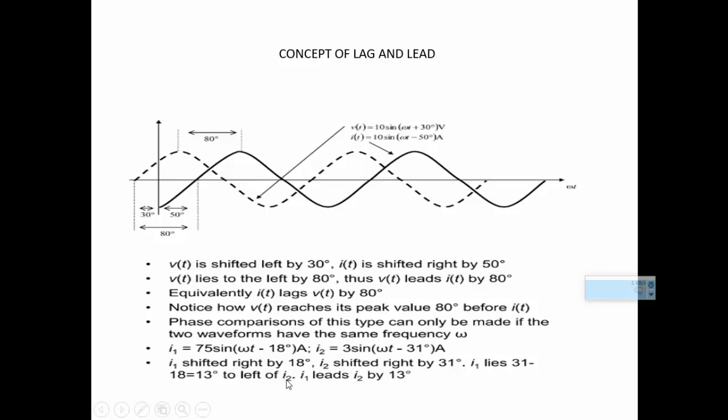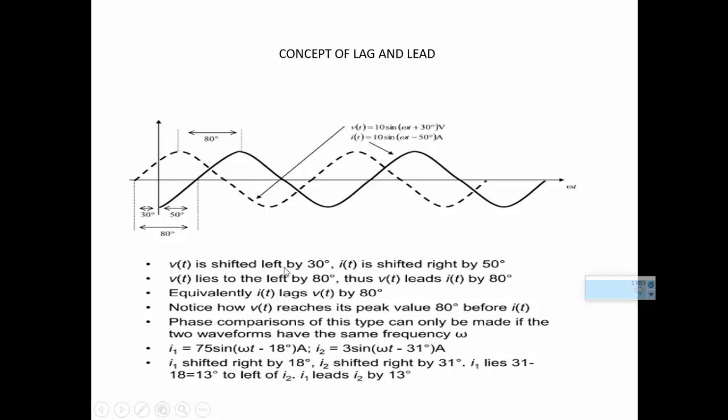That's really easy to understand. If we take each as the other's reference, we can just subtract. Since this one is a bit on the left side compared to that one, with respect to this one, I1 lies 31 minus 18. So we can conclude that I1 leads I2 by 13 degrees.